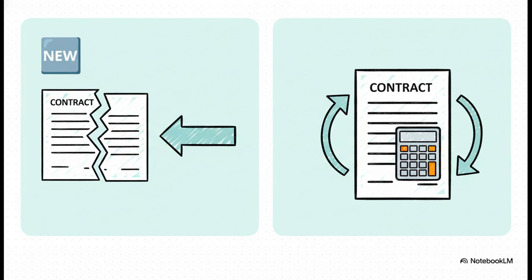If the remaining items are distinct, you use the prospective approach. Think of it like this. You basically cancel the old contract and create a brand new one for everything that's left. But, and this is a big but, if the remaining goods are not distinct, maybe because they're all part of one big integrated project, then you have to use the cumulative catch-up approach. This means you're actually going back and adjusting the revenue on that single original performance obligation.